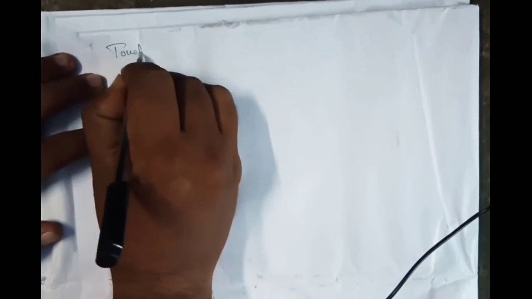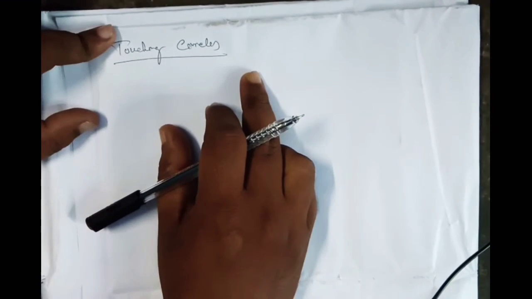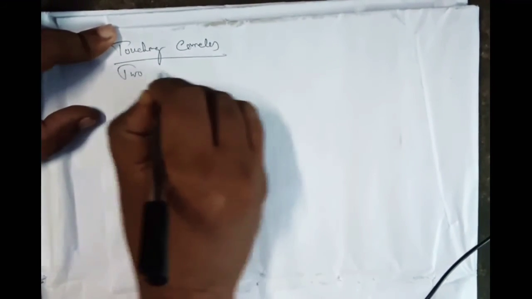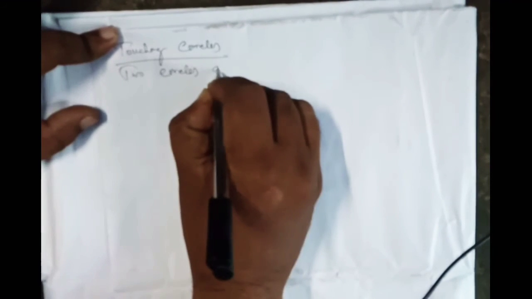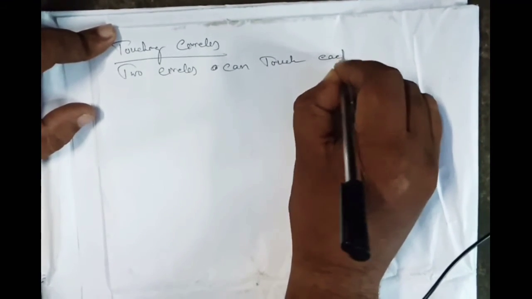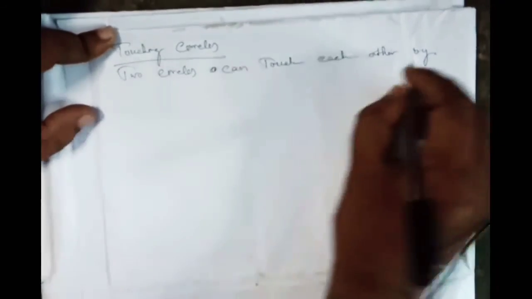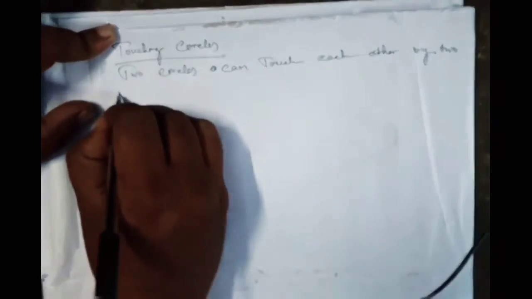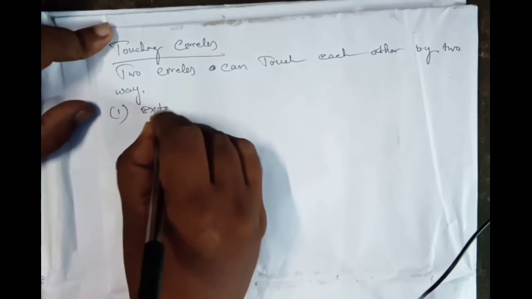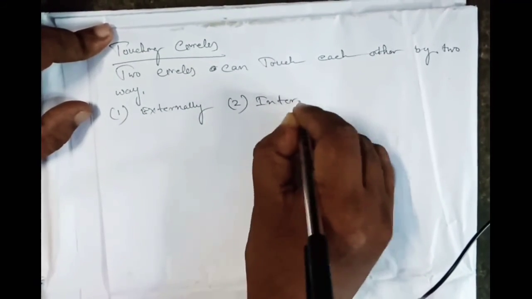Next, touching circles. Two circles can touch each other in two ways. First is externally and the second is internally.